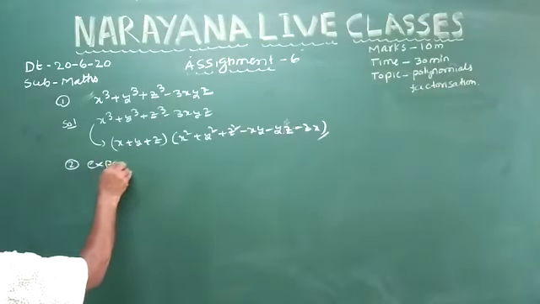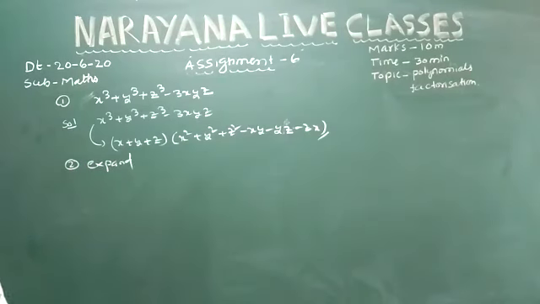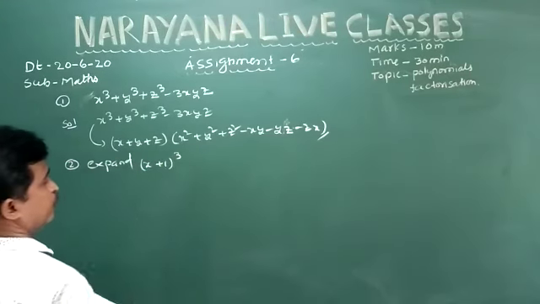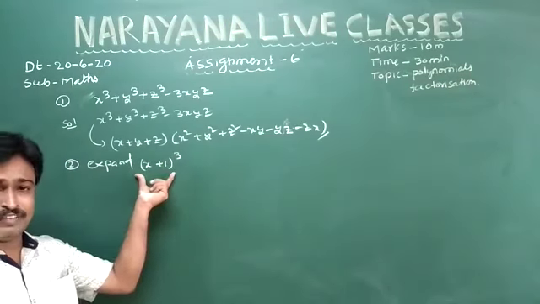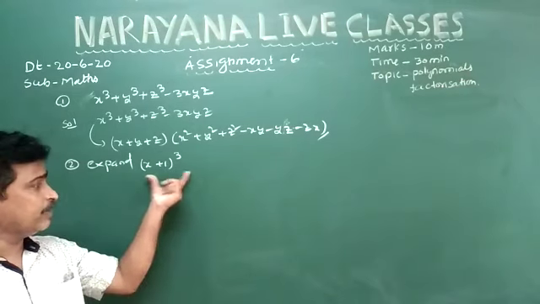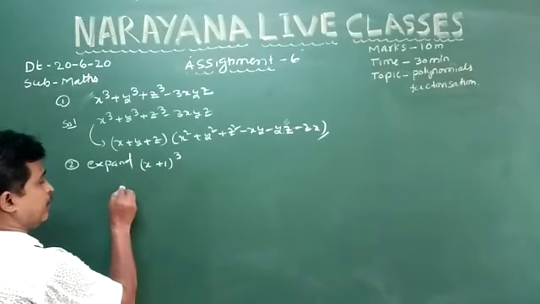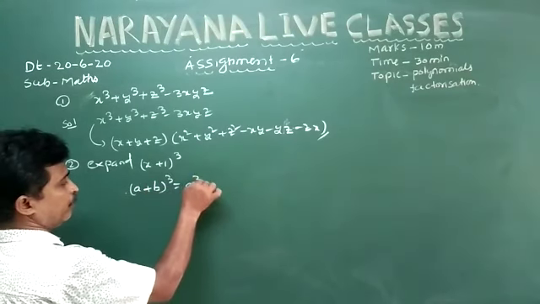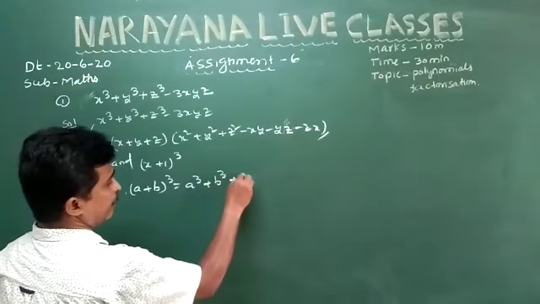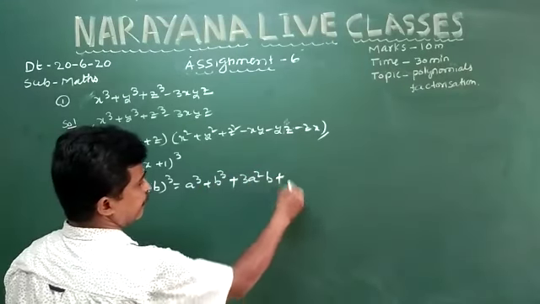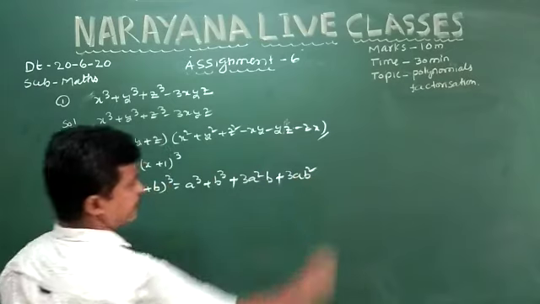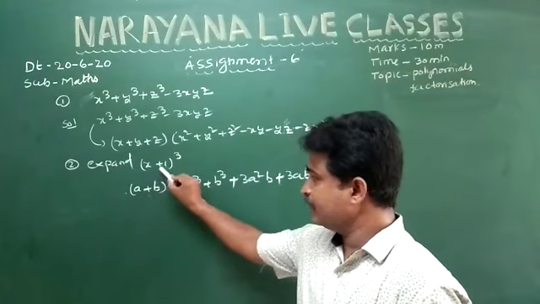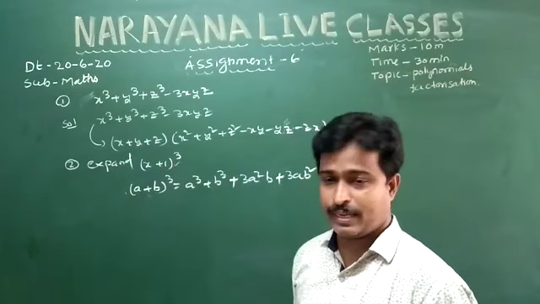Coming to question number 2, expand x plus 1 whole cube. We know this is in the form of a plus b whole cube. The formula for a plus b whole cube is a cube plus b cube plus 3a square b plus 3ab square. So just compare this formula with the given expression x plus 1 whole cube.